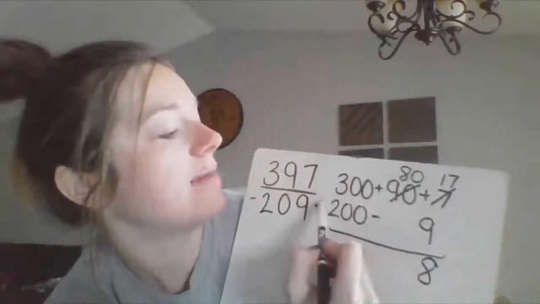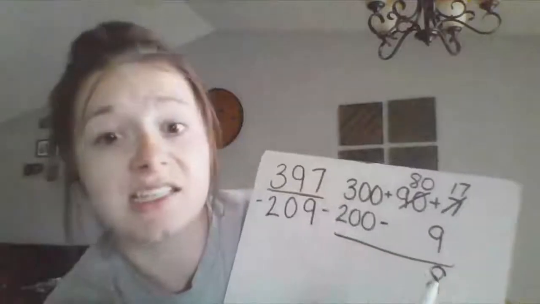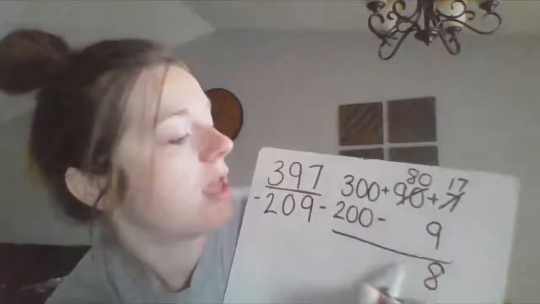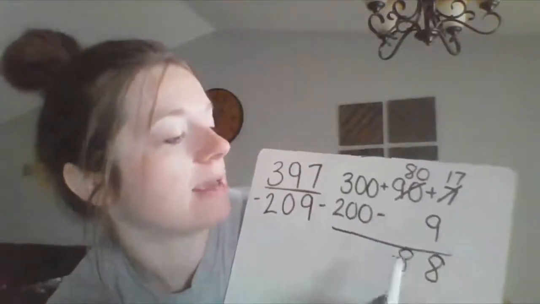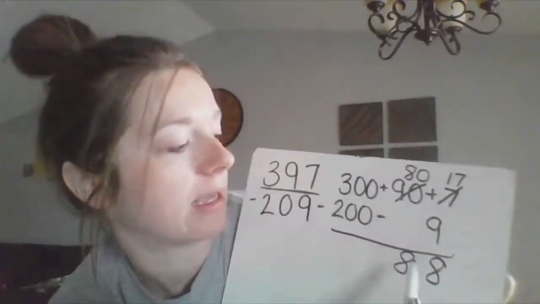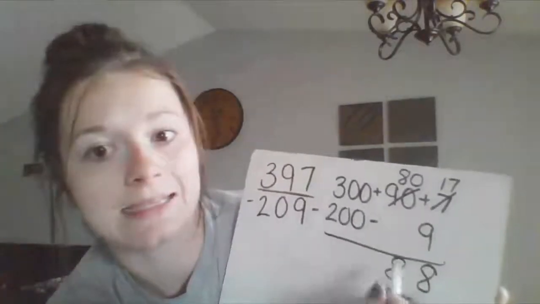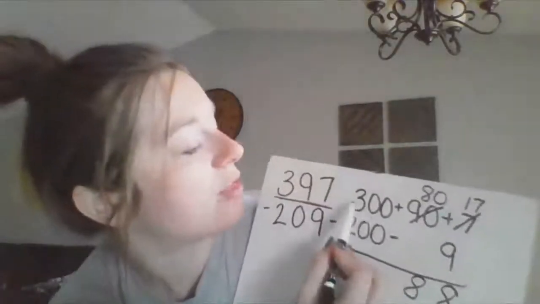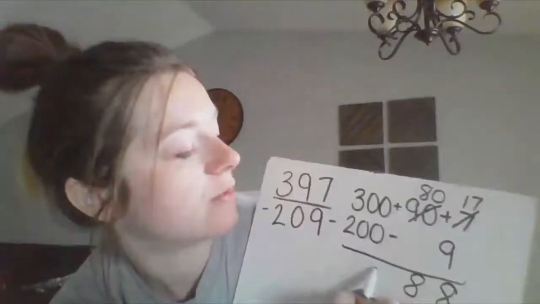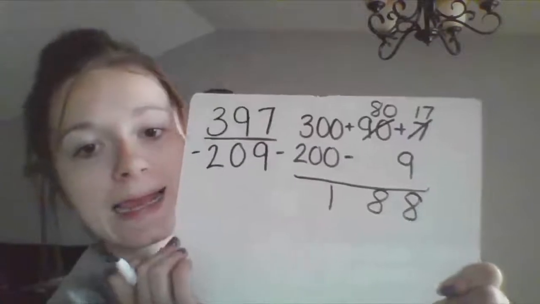Then I have 80 minus 0, because there's no 10s in that number. So I can easily do 80 minus 0. 80 minus 0 would still be 80. But remember, this is the tens place, so I'm not really writing 80. I'm writing 8 tens. That's what this is showing. And then 300 minus 200 is 100. So the answer to this problem would be 188.